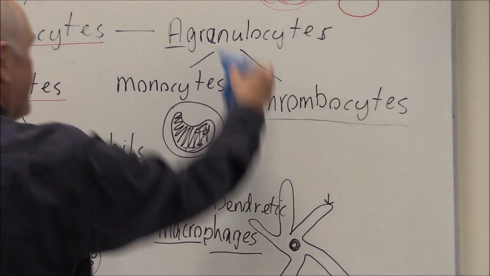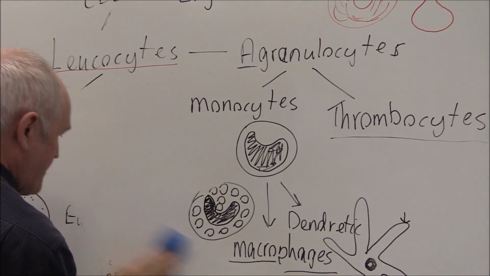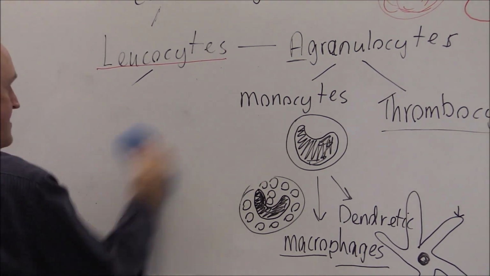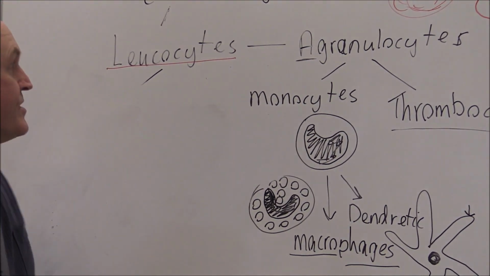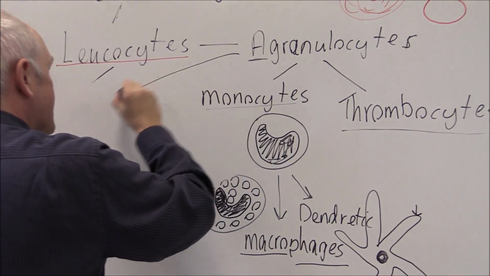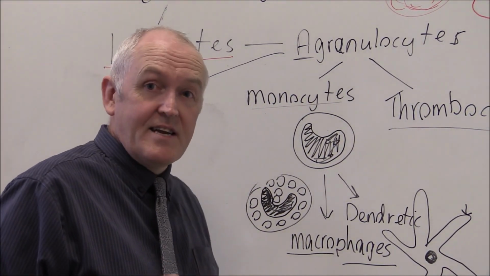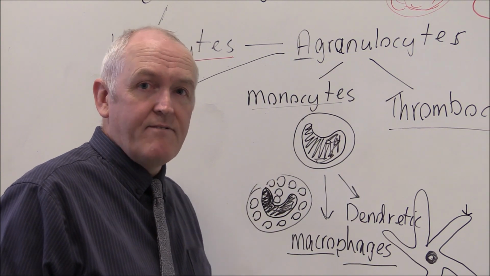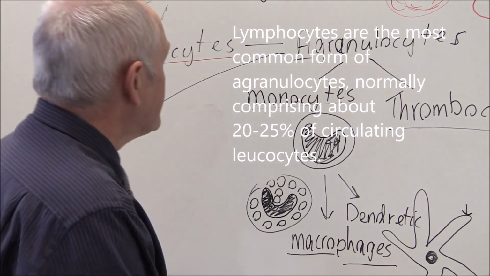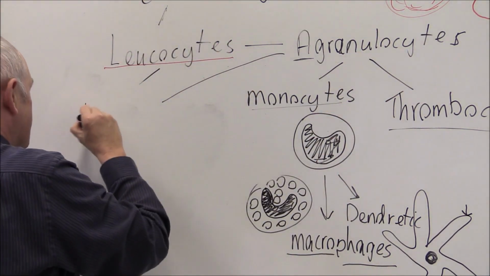Now, we're still on agranulocytes. I have to make a bit of space here. Rub off our granulocytes. So the agranulocytes: monocytes, thrombocytes. The other main classification of the agranulocytes are the lymphocytes, the lymphocytic leukocytes. Still white cells, still agranulocytic white cells, but these are the lymphocytes.